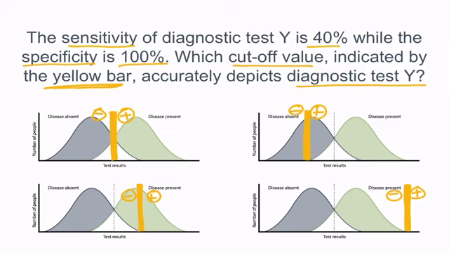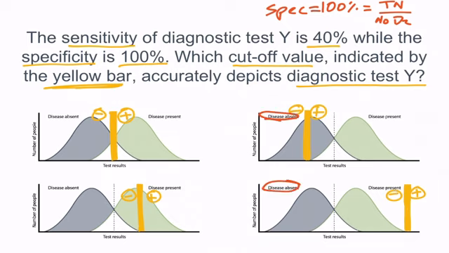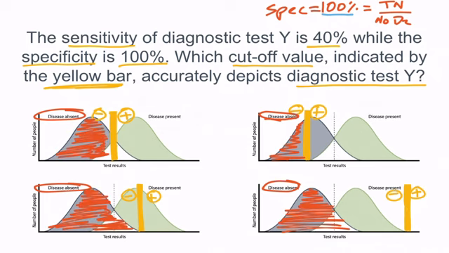Okay, so we were told that the specificity is 100%, and recall that specificity equals the true negative number divided by all those who do not have the disease. And since our specificity is 100%, this indicates that all of our disease-free patients tested negative, and the left portion of each graph represents our disease-free patients. So all of our disease-free patients would test negative. Let's see what this would look like on each graph.